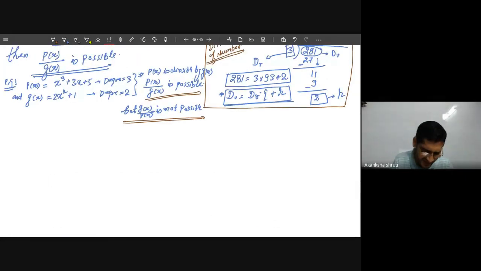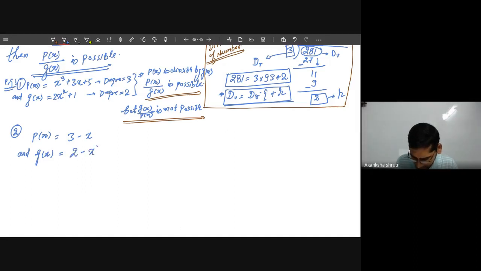Means here in this case, I can divide this px by gx. Let me take this as example 1. Let me take another example. Students, I am now taking px equal to 3 minus x, only 3 minus x, and gx equal to 2 minus x square. Then please tell me whether px by gx is possible or not.